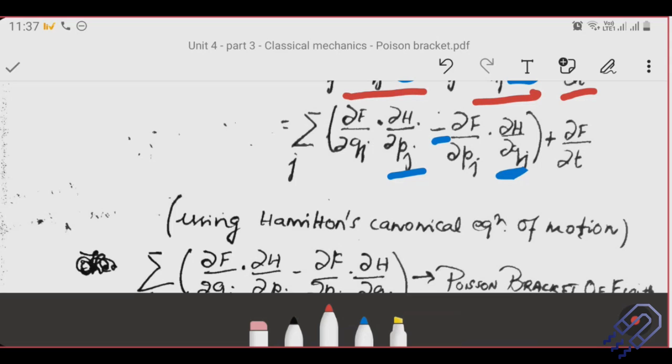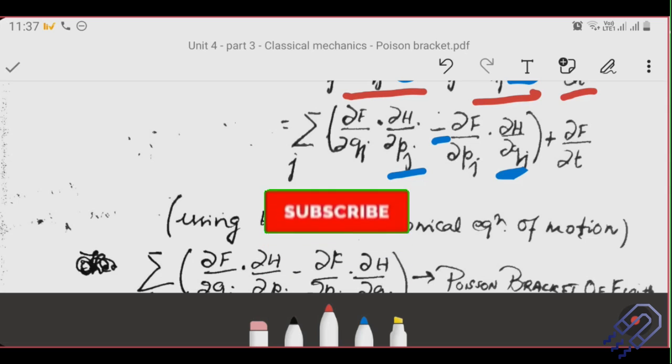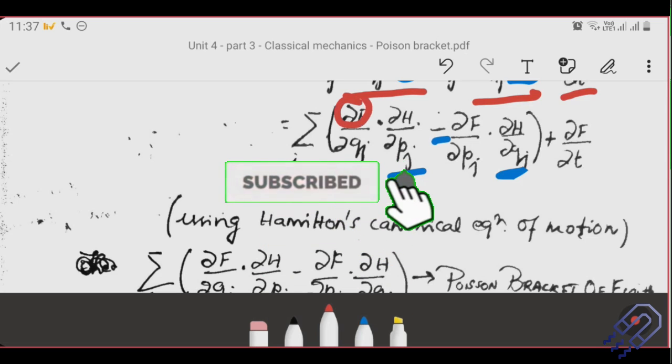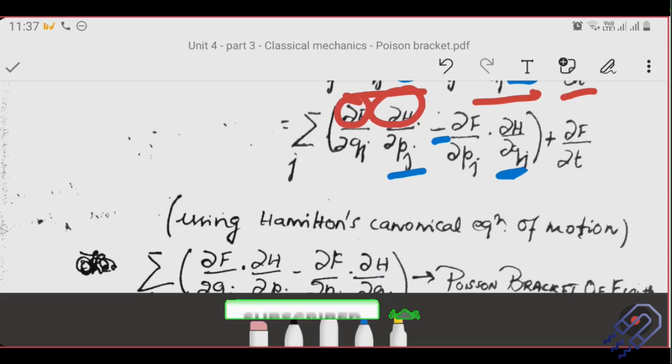I'll continue. So I said that whenever we are talking about Poisson bracket, we need two functions. And in the example we can see within the bracketed term, it is a function of f and it is a function of h. So there are two functions, f and h. And this bracketed term will comprise the Poisson bracket of f and h. So it's not that we are always going to have f and h. It can be any kind of function. And that's just an example that we're considering.